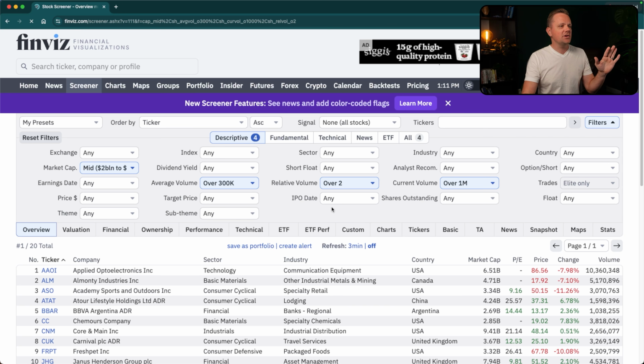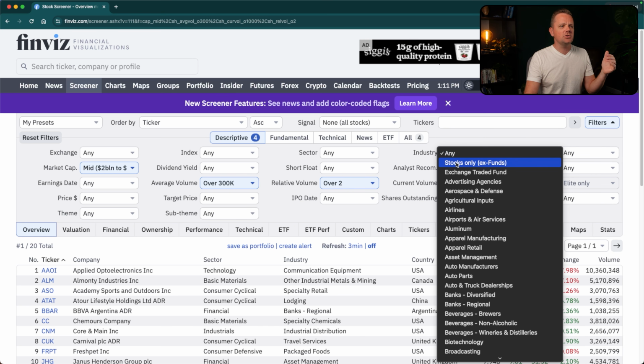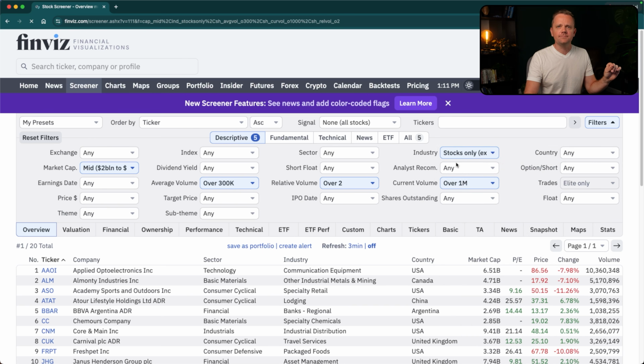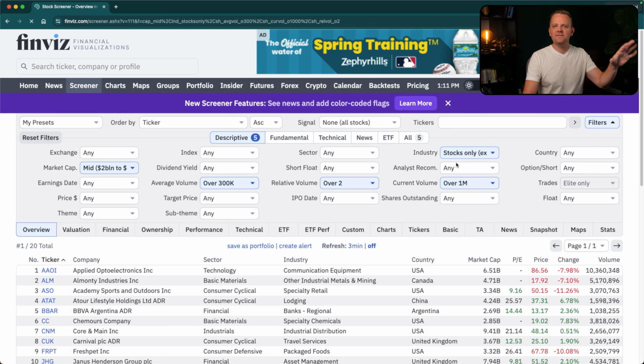Now, the industry, we're going to select stocks only. So if you go over here to industry, make sure you select stocks only, because in this screener, we want to exclude ETFs and funds and things like that.